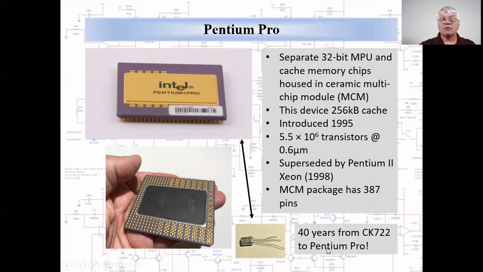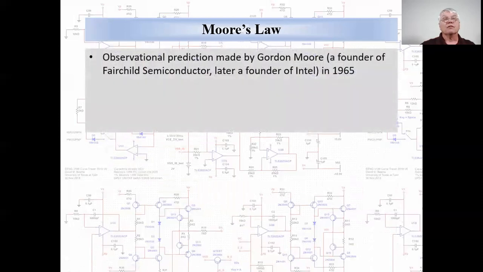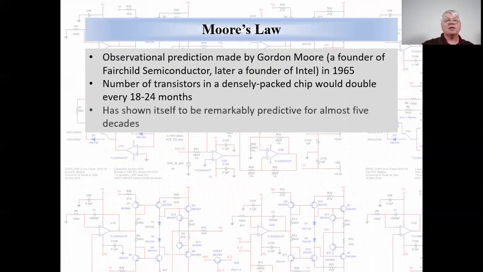Now, from the CK722 to the Pentium Pro required only 40 years, about the working lifetime of one engineer. This should, I hope, convey a sense of the dynamic changes that the solid-state revolution brought to electronics. One indicator of progress in electronics is Moore's Law. First published by Gordon Moore, one of the founders of Intel, in 1965. He said that dense ICs like MPUs and memories will double their transistor counts approximately every 2 years. It has been remarkably predictive for the last 5 decades.